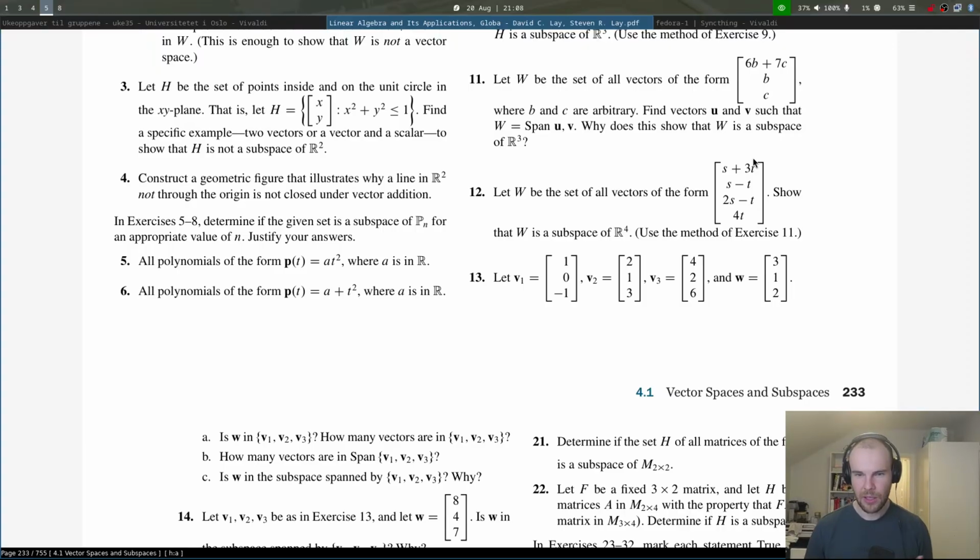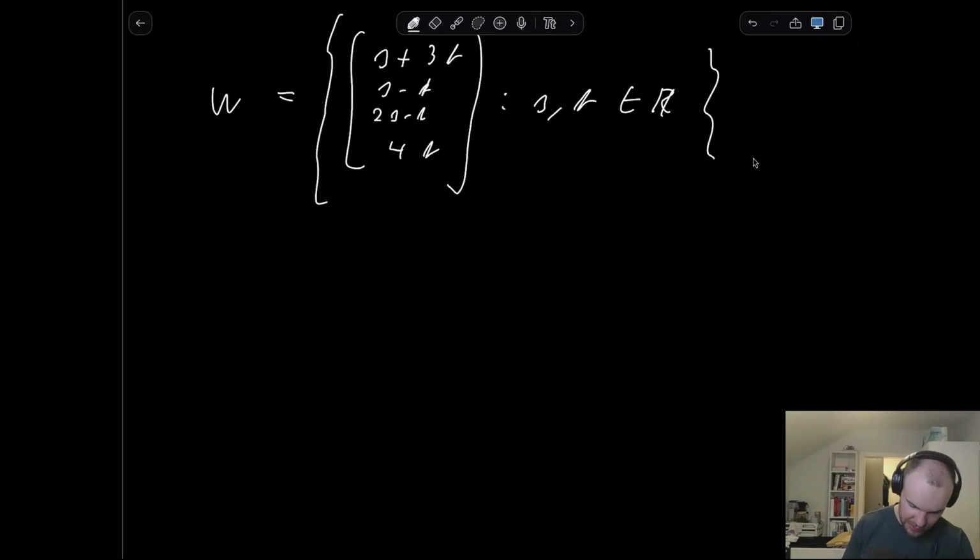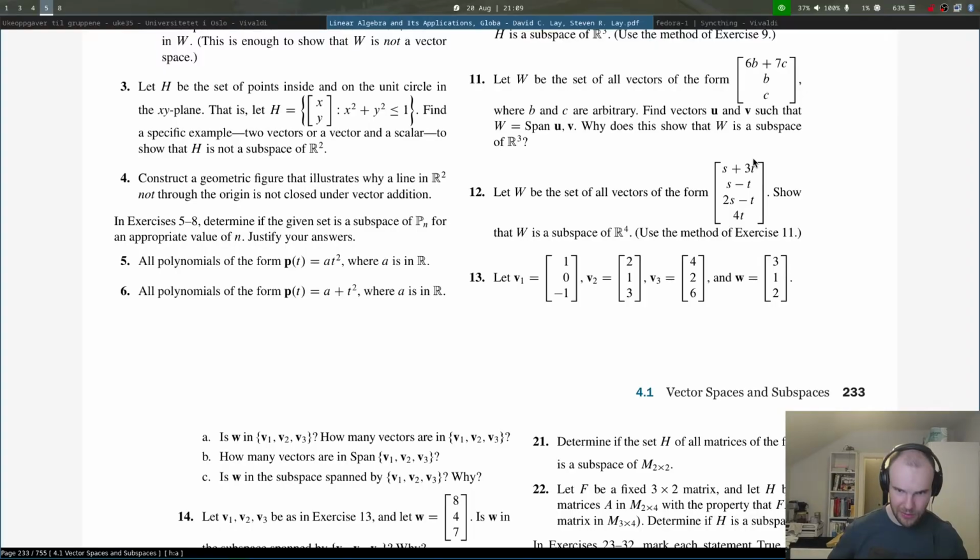Perfect. Now we have to show that W is a subspace of R^4, right? Like we have done earlier, if the vectors are in R^4 and we can create a span of them, they're of course a subspace of R^4. That's one of the theorems we have. So let's see if we can write this as a span. We need two vectors that span, of course.